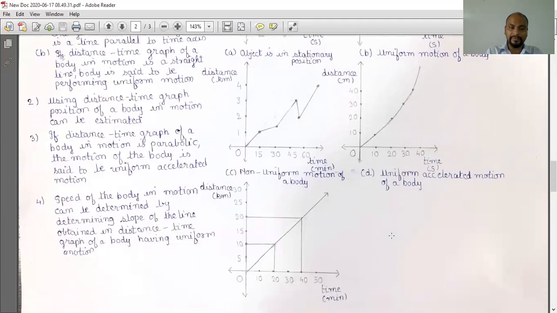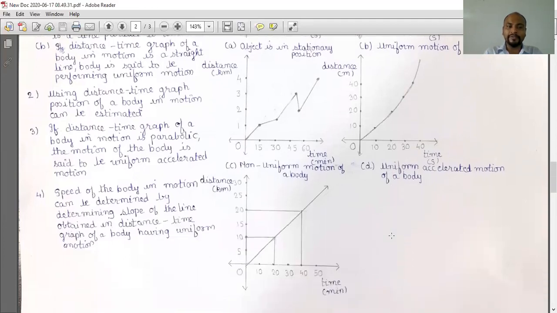Now, if you see the fourth graph, the speed of the body in motion can be determined by determining the slope of the line obtained in a distance time graph of a body having uniform motion. Here you can see that the time taken to cover the distance of 10 km is 20 minutes, whereas the time taken to cover the distance of 20 km is 40 minutes. So we can estimate the speed of a body which is in uniform motion with the help of the distance time graph. These are the uses of the distance time graph.